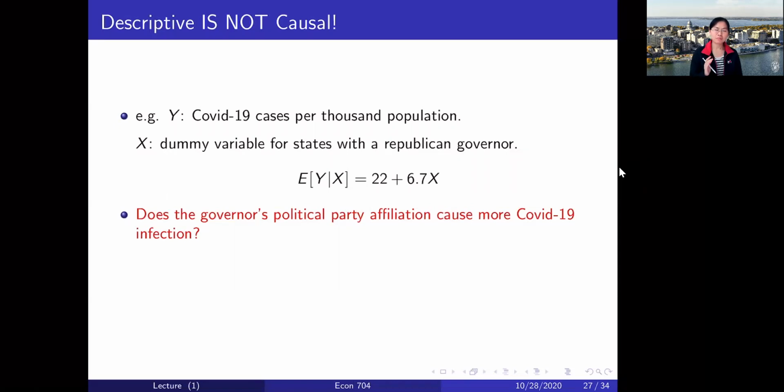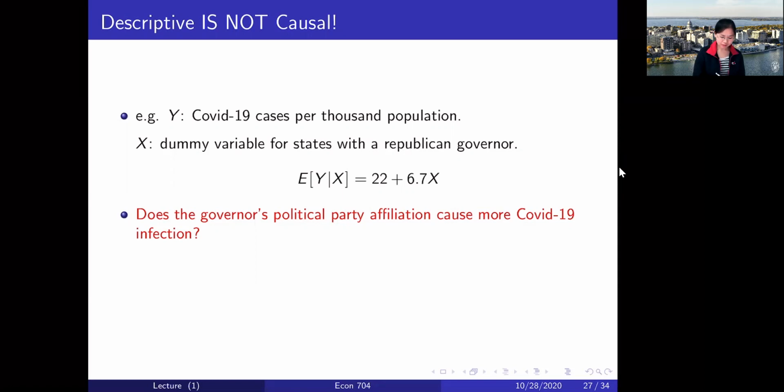So the descriptive model is useful for describing how the random variables are related in population, but descriptive analysis is not causal analysis. And in a lot of situations, we want to figure out the causal relationship between variables or among multiple variables. Descriptive can be useful, but it's not causal.